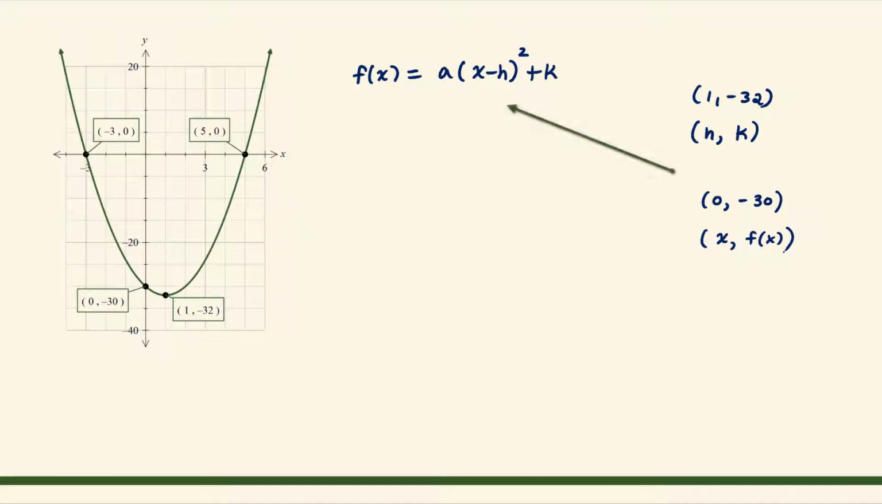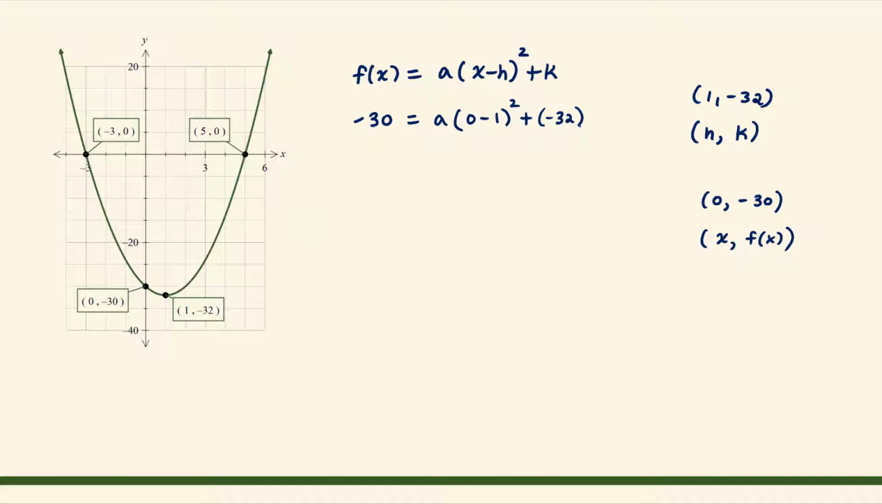So substituting those values into our function, f(x) is equal to -30, and that must equal a, which we'll be solving for, times the quantity (x minus h). x is equal to 0, h is equal to 1, that quantity squared, plus k. So plus k, which is -32.